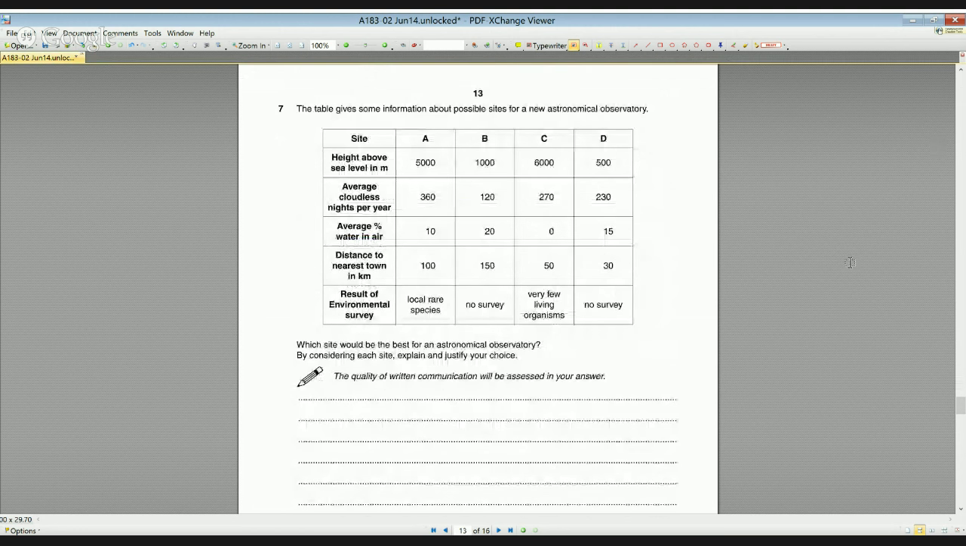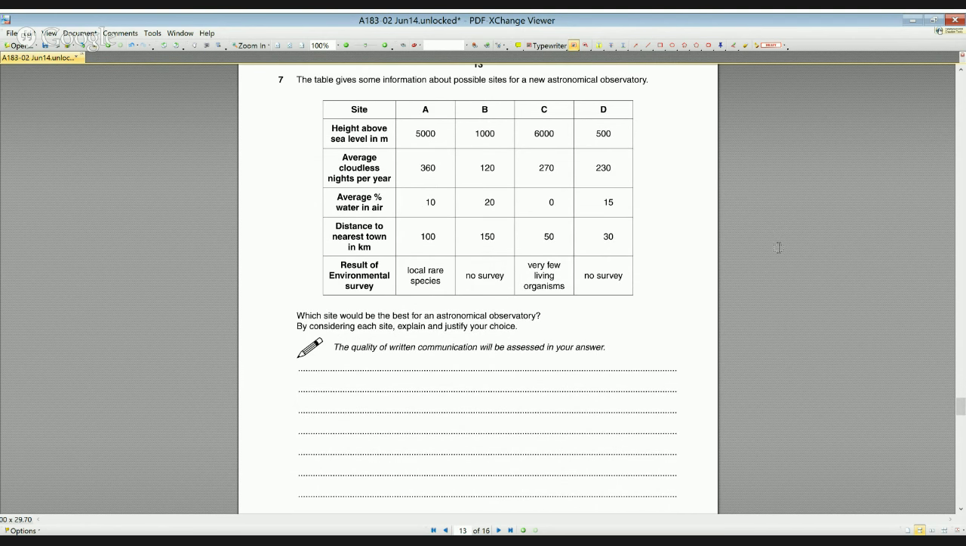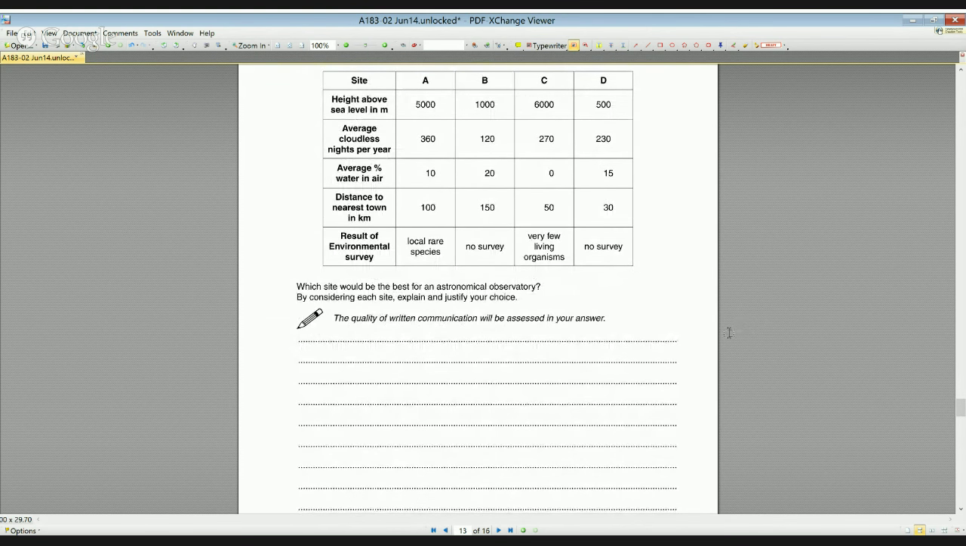On to question number 7, which is the final question in this paper. And it gives us some information about possible sites for a new astronomical observatory. It gives us the height above sea level, the average cloudless nights per year, the percentage of water in the air, so that's the humidity, how far it is from the nearest town, and some further information from an environmental survey. So which site would be the best for an astronomical observatory? By considering each site, explain and justify your choice.